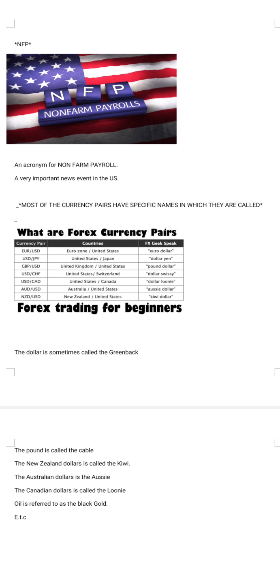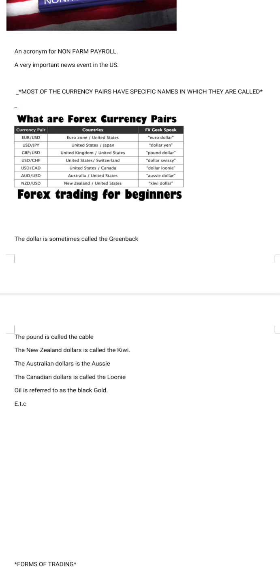I think I talked about currency pairs and the names, USD JPY, GBP USD, and the currencies they trade against. In Forex, the pound sterling is called Cable. It's just for extra knowledge, it doesn't really matter much. The New Zealand dollar is called Kiwi. The Australian dollar is called Aussie. The Canadian dollar is called Loonie. Then in Forex, oil is referred to as black gold. Right?